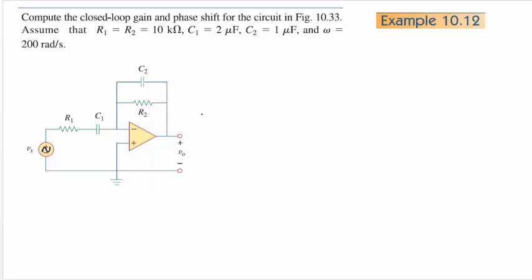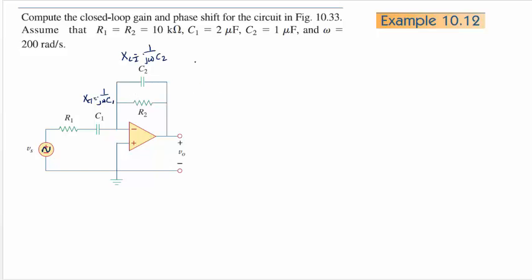But even being able to set up the V out over V in, which is called the transfer function, is very important right now. So the first thing you do is find what the Z's or X's are. So the reactances, XC equals 1 over J omega C2, that's XC2, and this is XC1 equals 1 over J omega C1.